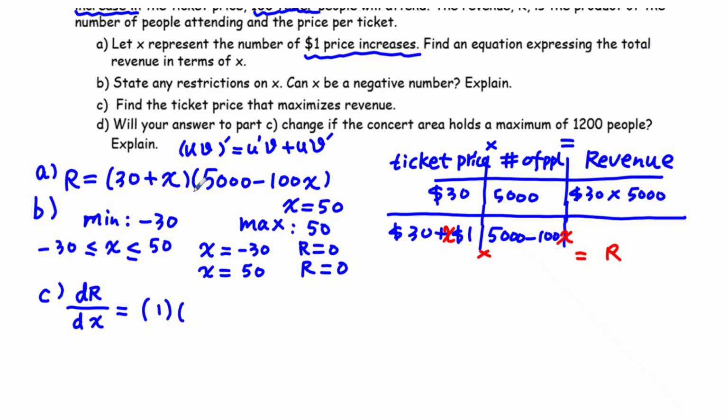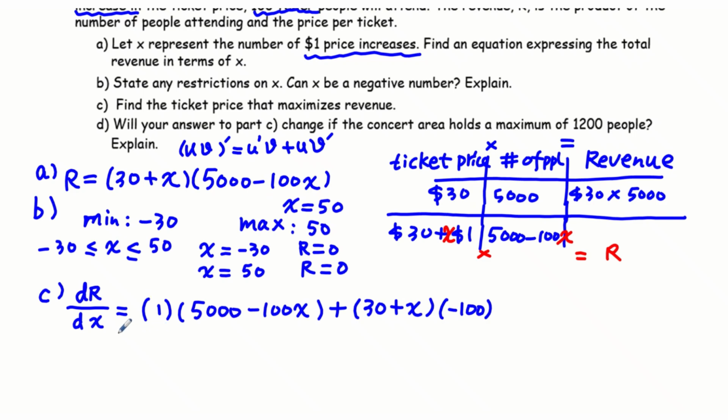Then 5,000 minus 100x, plus the first bracket, we keep it there and we just take the derivative of the second bracket. So the constant is 0, the derivative of negative 100x, 1 brings to the front, then 1 minus 1, x to the exponent 0 is 1, so we have minus 100. Then we simplify and solve, let it equal 0 and solve it.